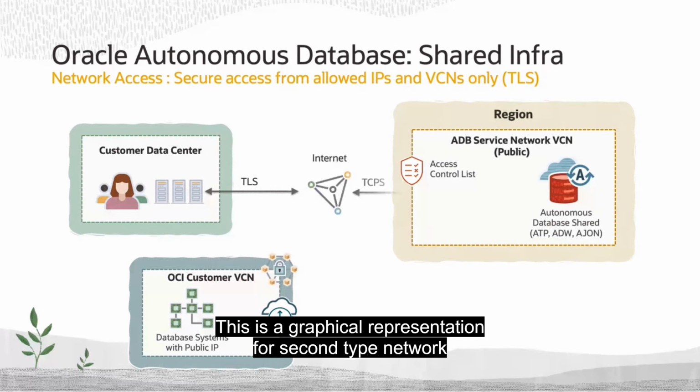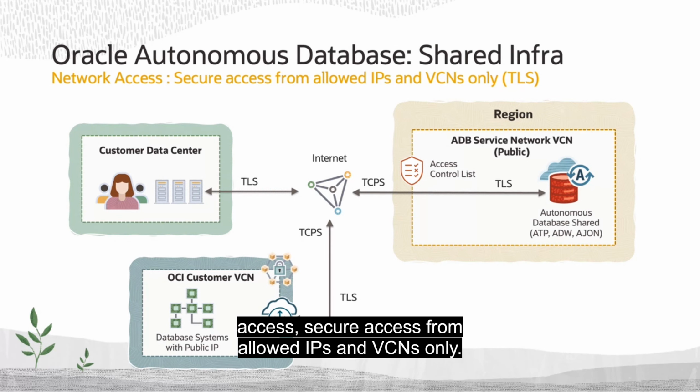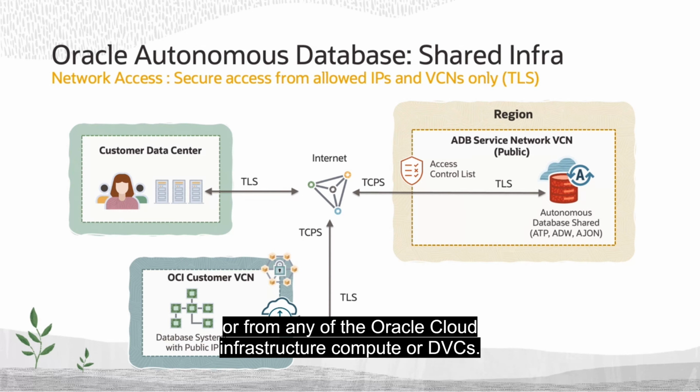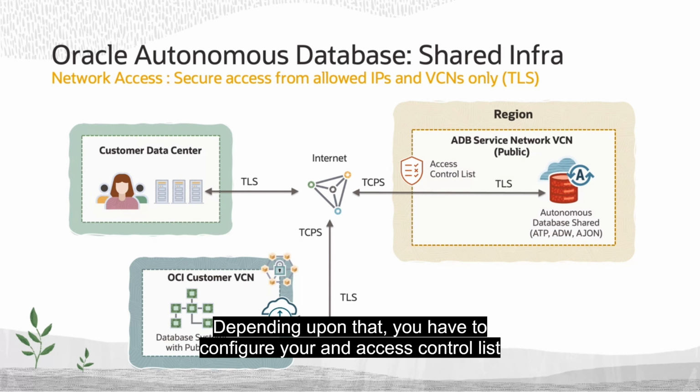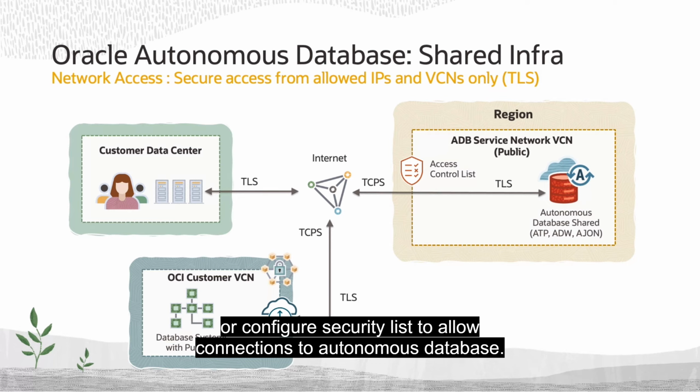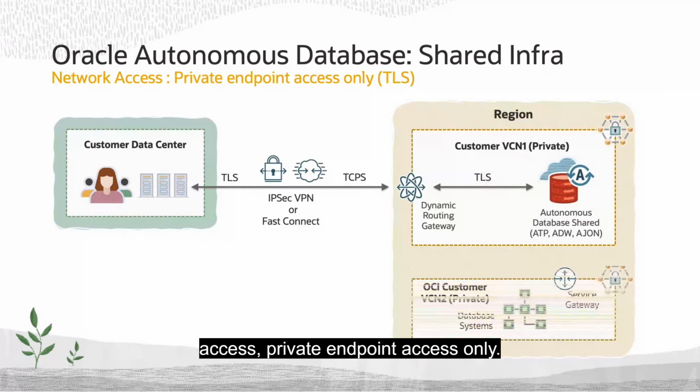This is a graphical representation for the second type of network access, secure access from allowed IPs and VCNs only. The client connection can either be from the customer data center or from any of the Oracle Cloud Infrastructure compute or VCNs. Depending upon that, you have to configure an access control list or configure a security list to allow connections to autonomous database.